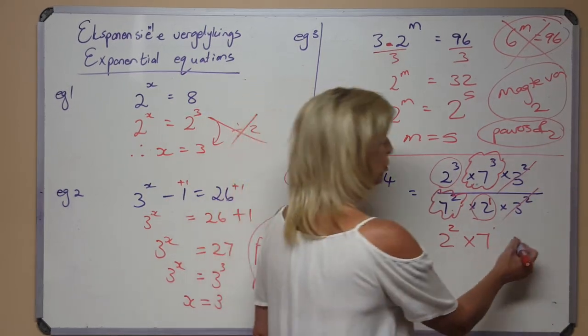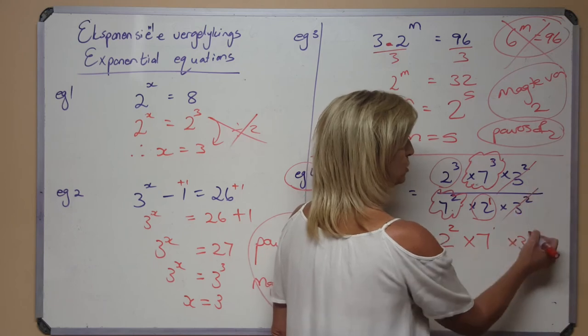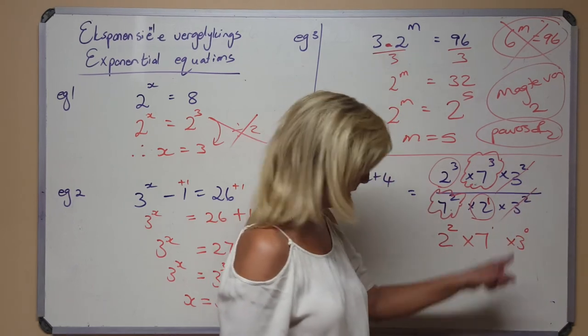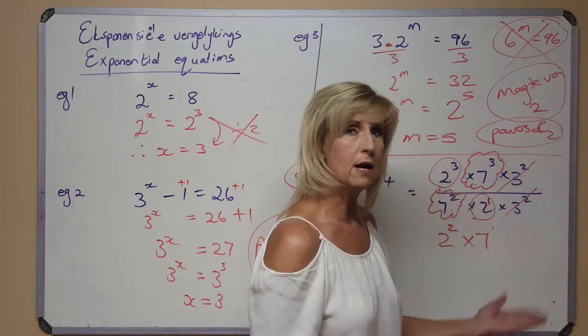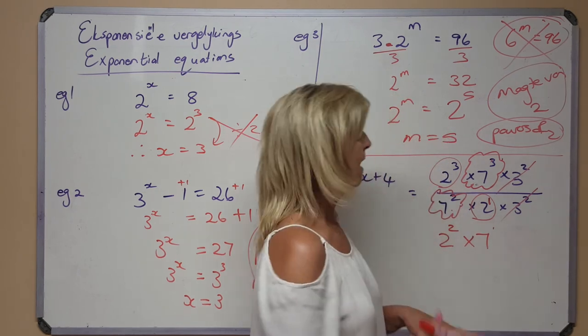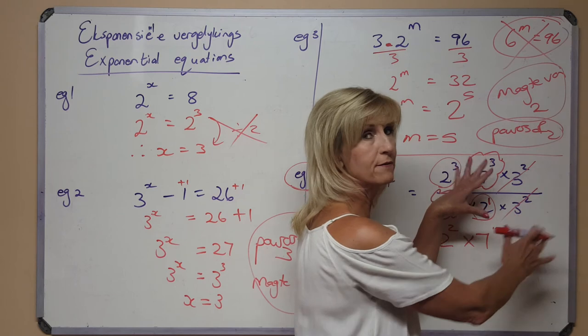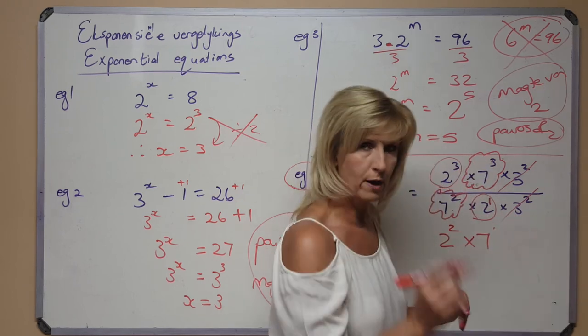Or, you could have said 3 to the 2 minus 2 is 0. Is that the same answer? That's still 1. So whether you wrote it or not, it's times 1. If that was all that was left, then I didn't write nothing, I wrote 1.